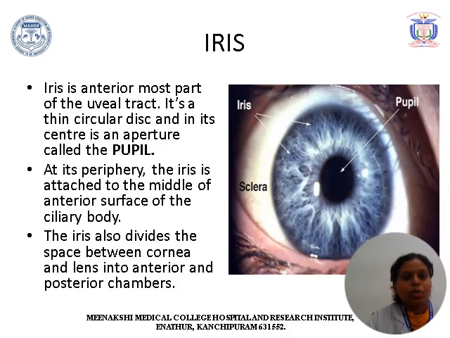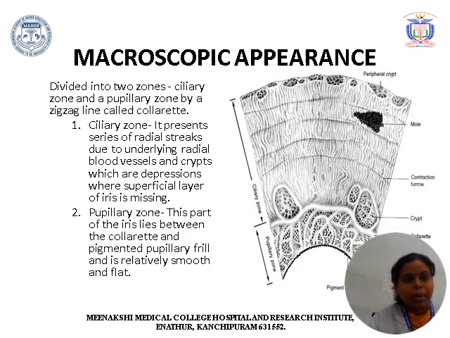Iris is the anterior most part of the uveal tract. It is a thin circular disc, and in the center it has an aperture called the pupil. At its periphery, the iris is attached to the middle of the anterior surface of the ciliary body. The iris also divides the space between the cornea and the lens into anterior and posterior chambers.